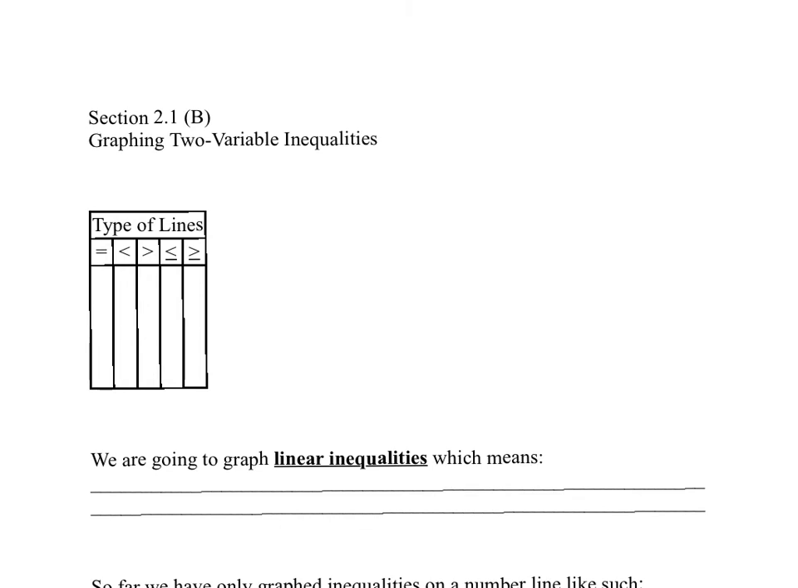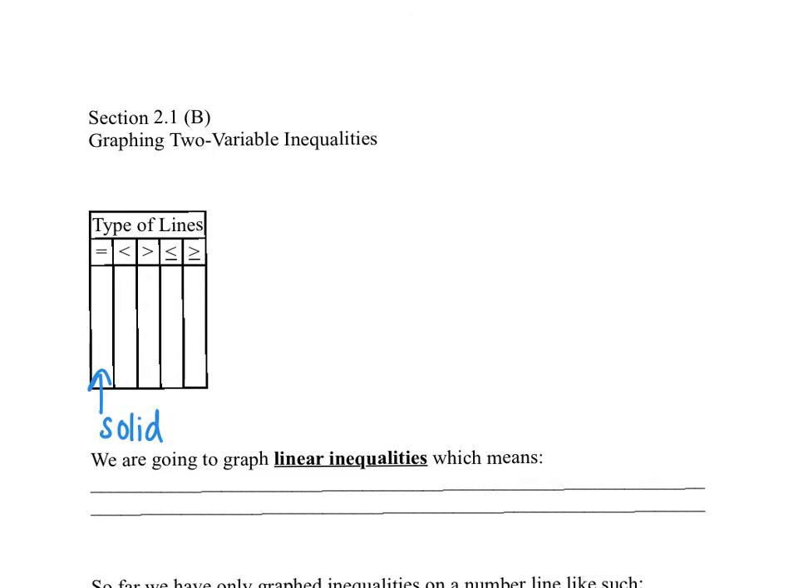So what I want you to write in this table, underneath of the equal sign: whenever we graphed a line, what kind of line was it? Wasn't it just a solid line? It's a straight line. That's what we've dealt with so far. So underneath the equal sign, I want you to write in that column just the word solid, to know that that is a solid line that we graphed.